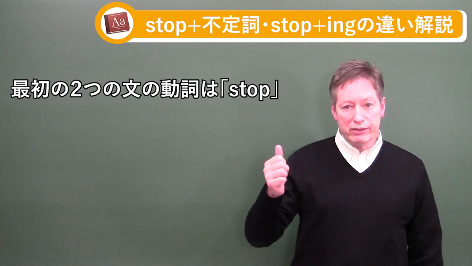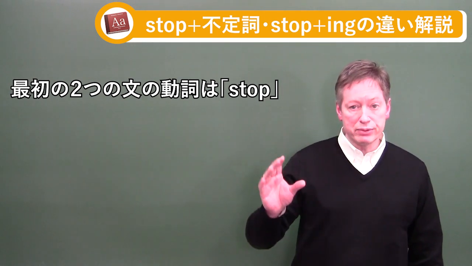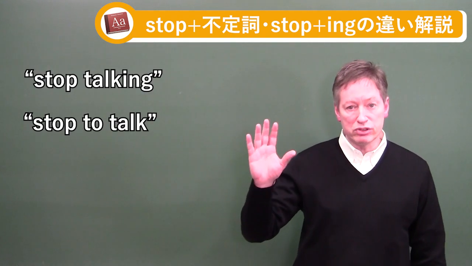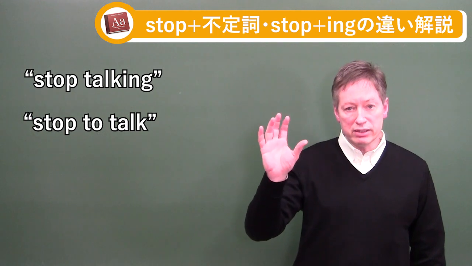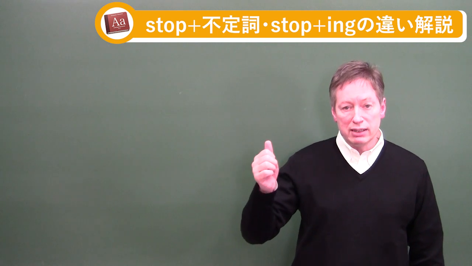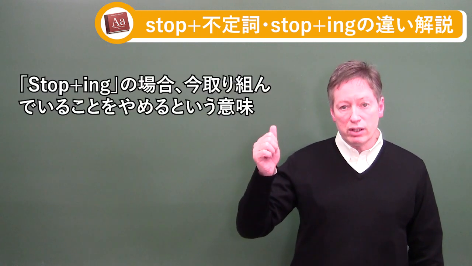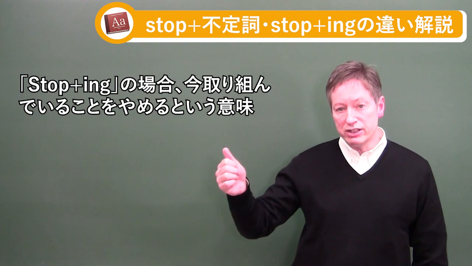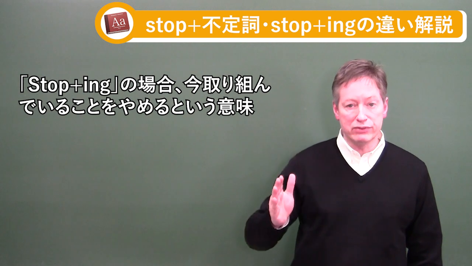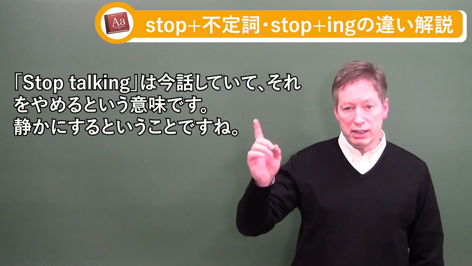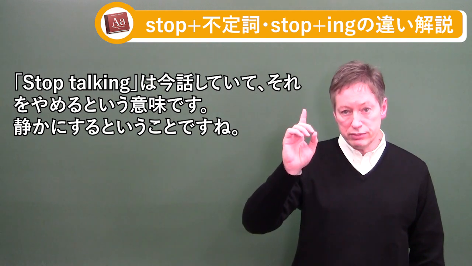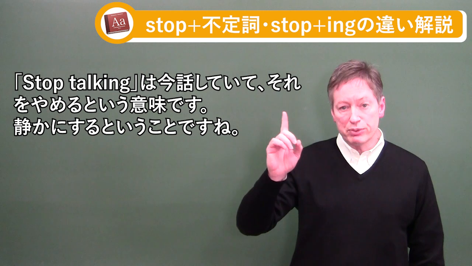So let me get to the first one. I'm going to use the verb stop. Okay, now, for example, stop talking and stop to talk. Now, other than the sentence structure, what's the difference in these ideas and this meaning here? So let me explain. This is vital. So if I say stop plus the ing form, what I mean is to quit doing that activity, whatever you're doing. So stop talking means that you're talking now and stop that. Try to stay quiet. So stop talking.